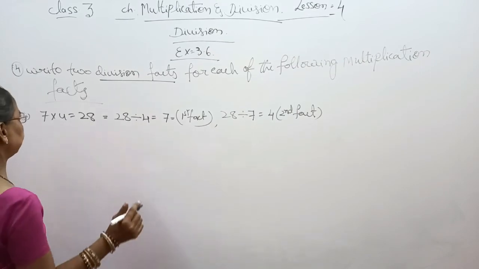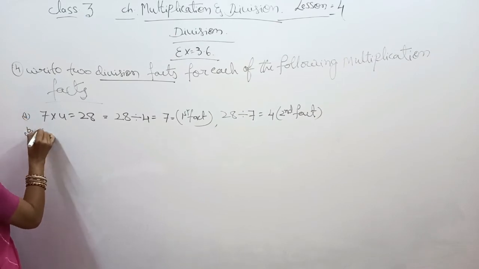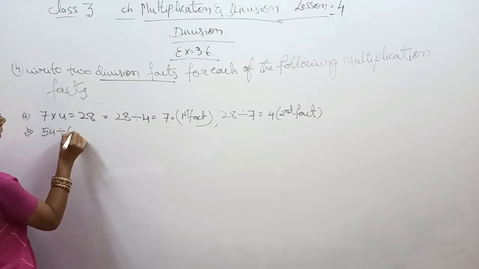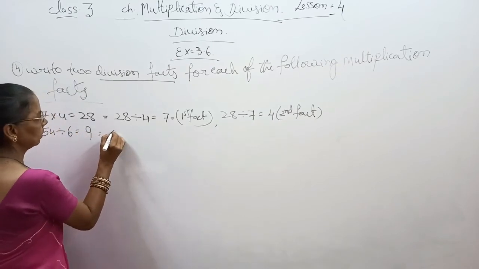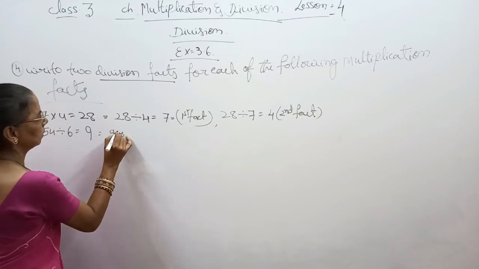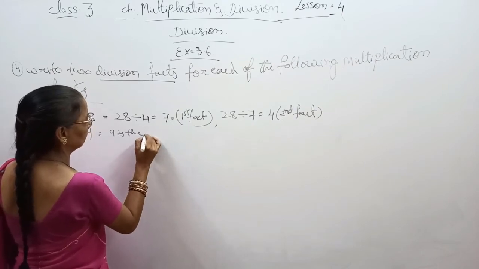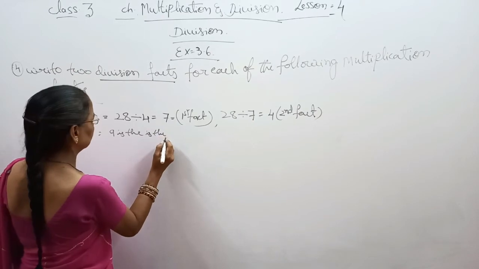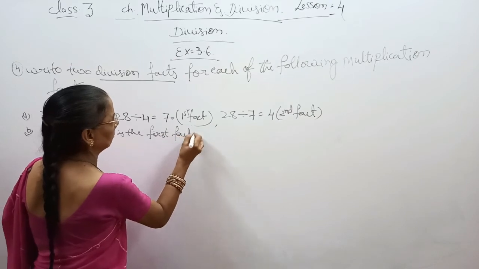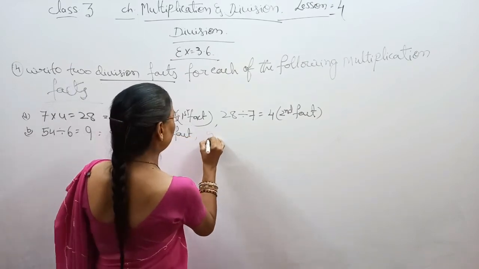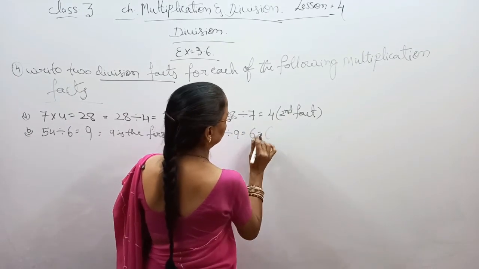Now the second one is 54 divided by 6, then it is 9. That is the first fact. And 54 divided by 9 equals 6. That is the second fact.